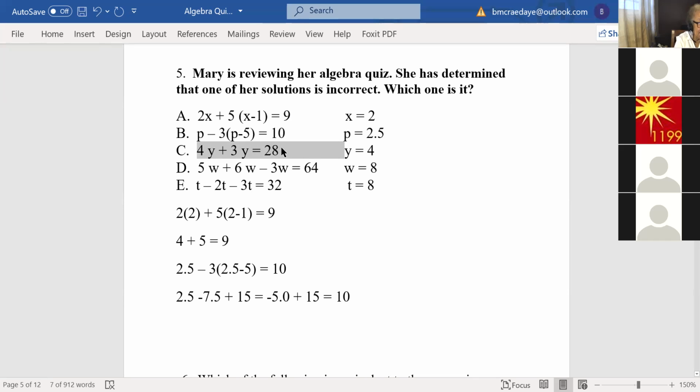Okay, let's take C. And we want to put a 4 where you see Y, right? So this is going to be 4 times 4, and 3 times 4. What's 4 times 4? 16. What's 3 times 4? 12. What's 16 plus 12? 28. So we see that one is correct. So we know A, B, and C are correct.